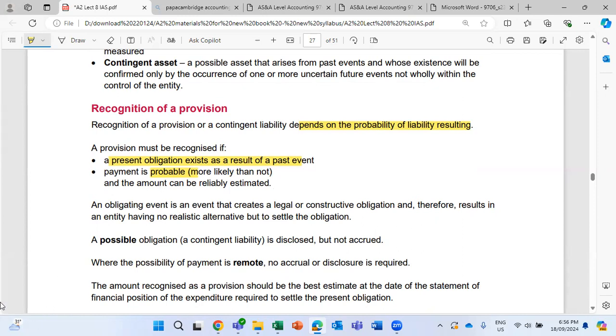So a possible obligation, a contingent liability, is disclosed but not accrued. Meaning if the obligation is possible, then the amount is disclosed in the notes to the accounts, but we do not record a transaction for it. It doesn't appear in the SOFP. That's what it means by not accrued. Where the possibility of payment is remote, no accrual or disclosure is required. That means when the possibility of payment is very, very low, we do not record a transaction, and we also do not disclose it in the notes.